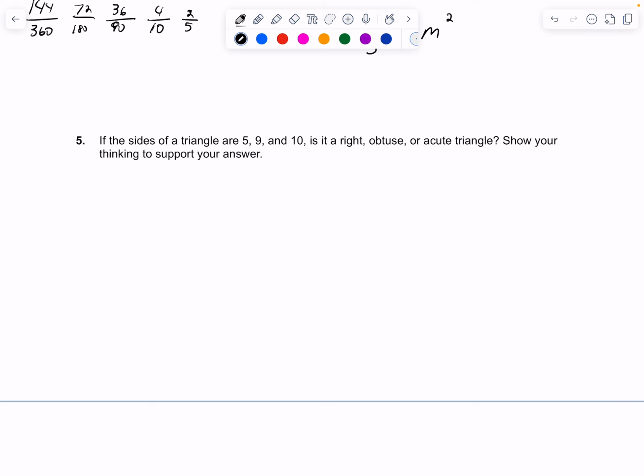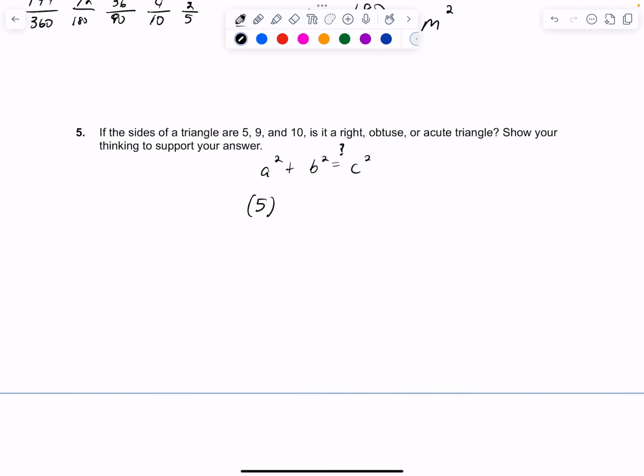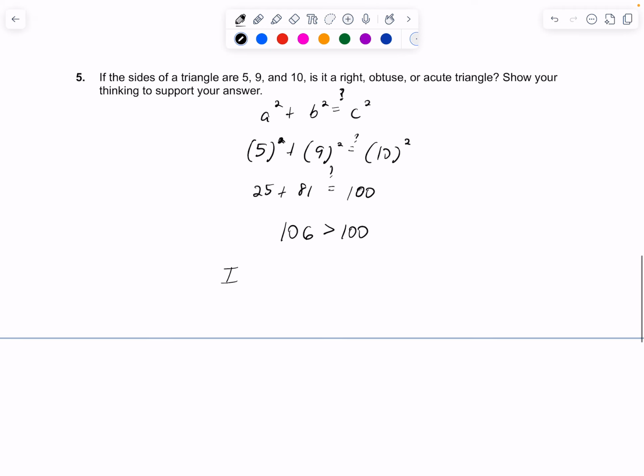Keep going from there. So I'm going to use my Pythagorean theorem to determine if this is going to be right, obtuse, or acute. Notice I put that little question mark above the equal sign to show that I don't know yet which sign it's going to be. So 5 squared plus 9 squared equals 10 squared. So that's 25 plus 81. Still don't know. Equals 100. 25 plus 81 is 106, which is greater than 100. And so when the two smaller sides, when those squares add together to be more than the hypotenuse squared, this is going to be an acute. It is an acute triangle.